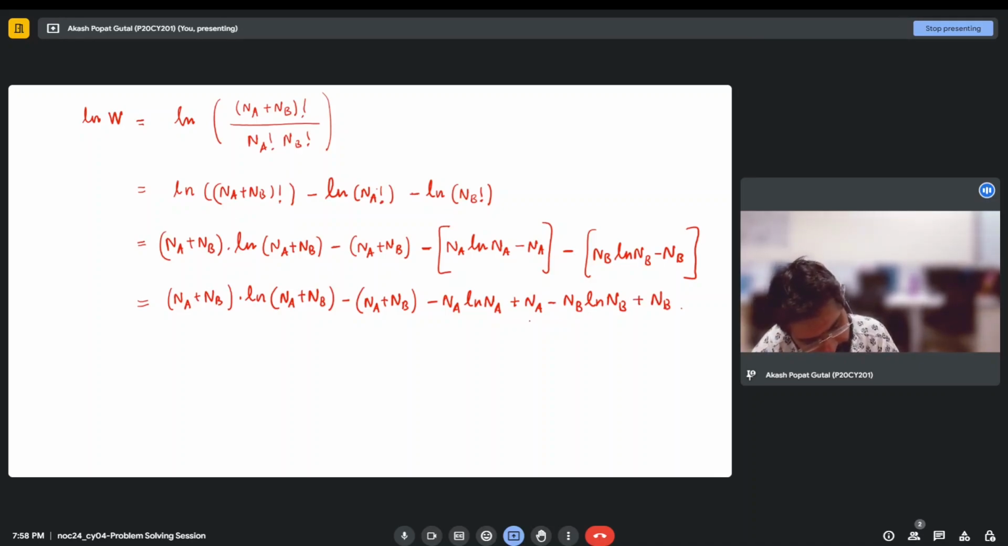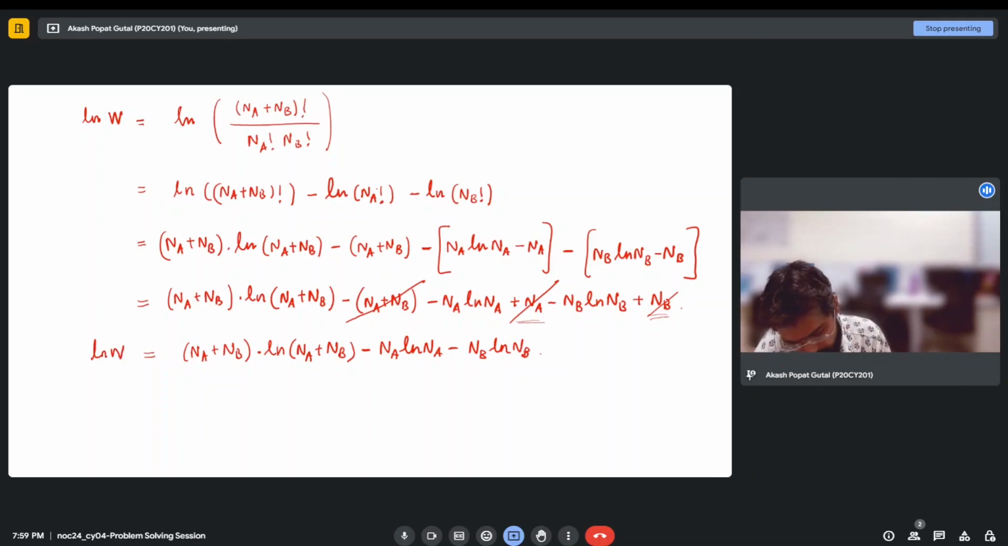So we will find that the plus Na and Nb can be added, and minus (Na plus Nb) is minus, so they will be cancelled. This will be cancelled, this cancelled. So what is left is (Na plus Nb) ln (Na plus Nb) minus Na ln Na minus Nb ln Nb. So this is the value of ln W.